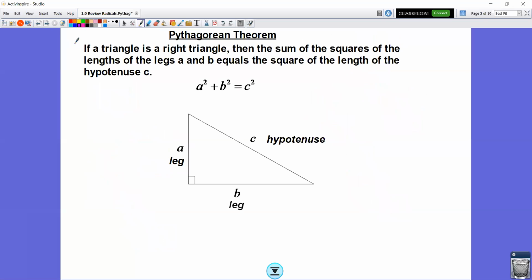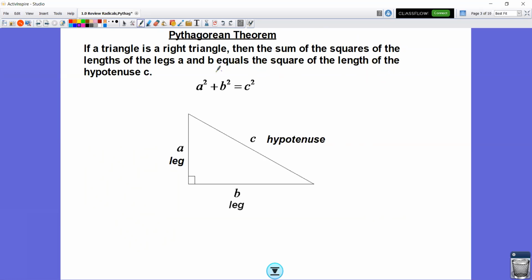All right, the Pythagorean theorem, also something we are going to use all the time, okay? It only works for right triangles. That means that it has this 90-degree angle right here. It's the sum of the squares of the lengths of the legs, A and B, equal to the square of the length of the hypotenuse.